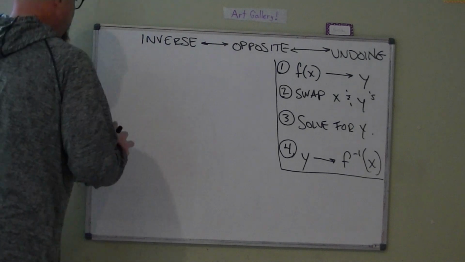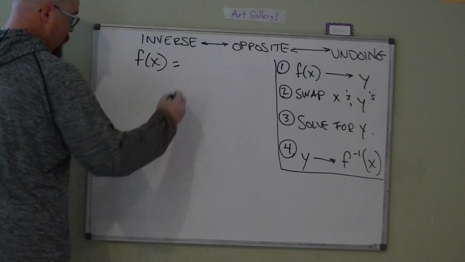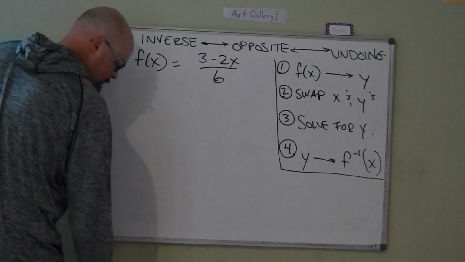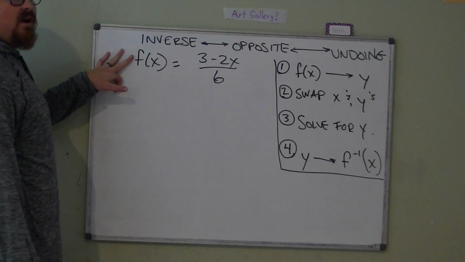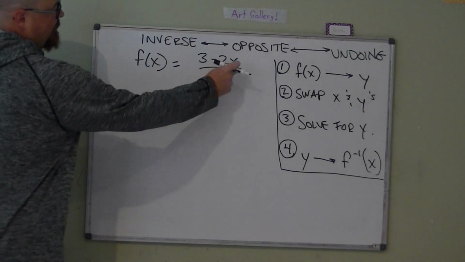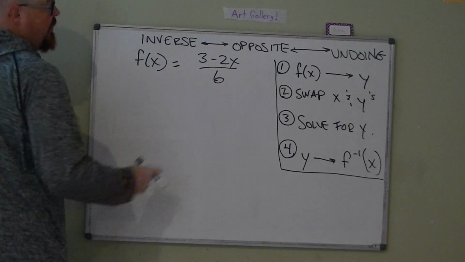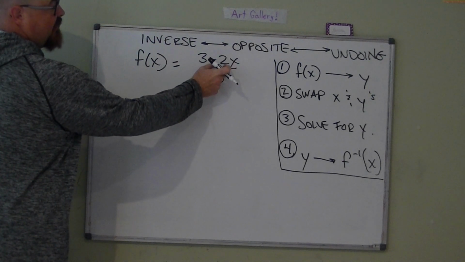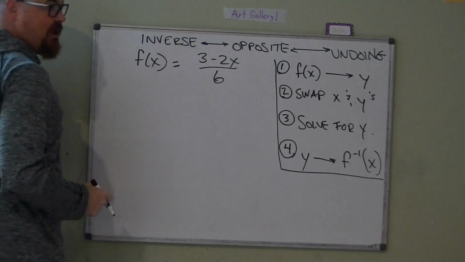We'll start here. f of x equals (3 minus 2x) over 6. Okay, so what does the function f do? It takes the input and multiplies it by -2. Notice I didn't say subtract. It multiplies the input by -2, adds 3, and then divides by 6.